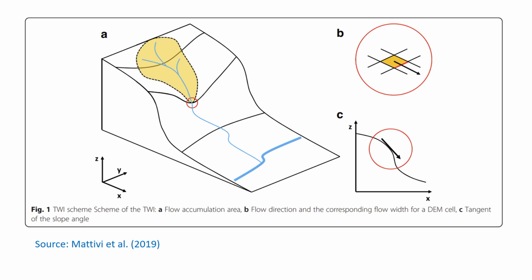So this is a scheme of topographic wetness index. A is the flow accumulation area, B is the flow direction and the corresponding flow width for a DEM cell, and C is the tangent of the slope angle. So again, that is the flow accumulation area, this is the flow direction and corresponding flow width, and the tangent of the slope.